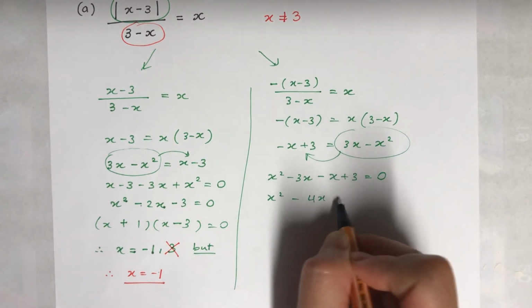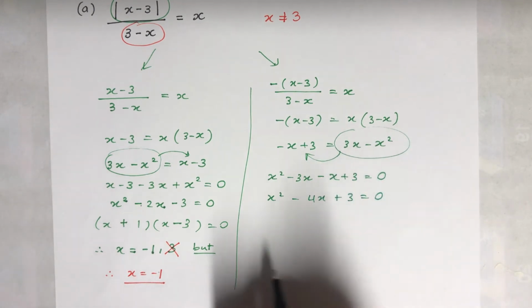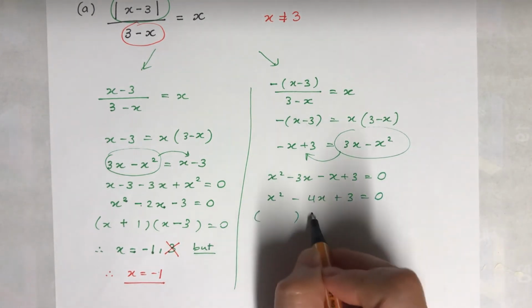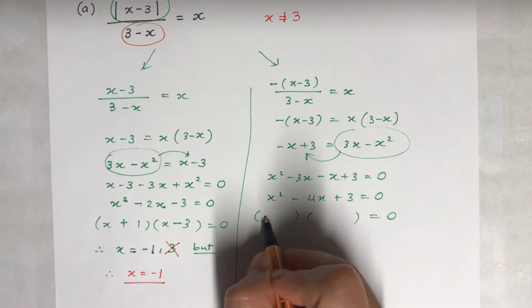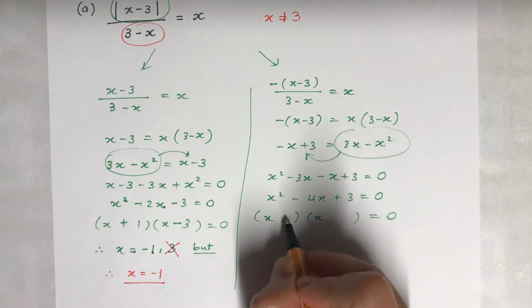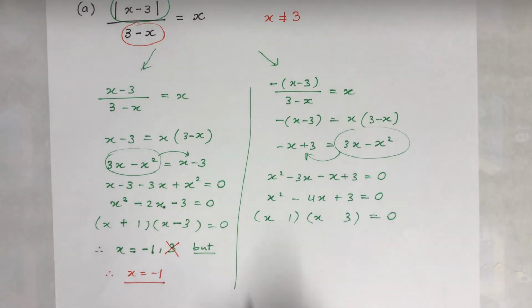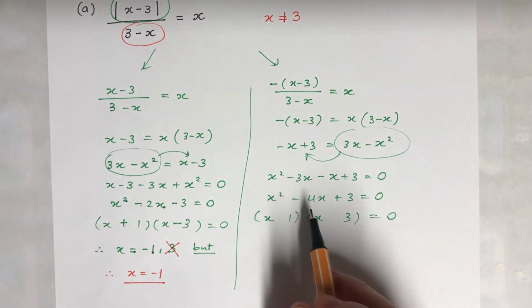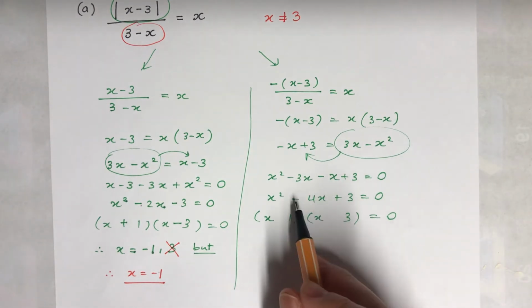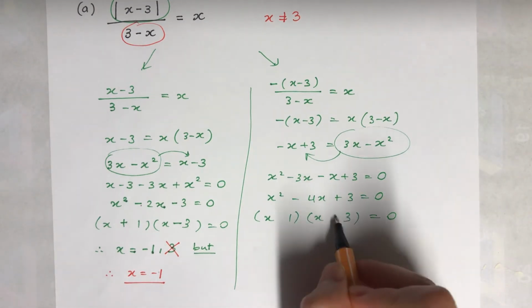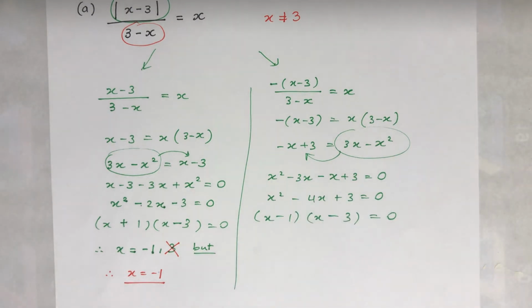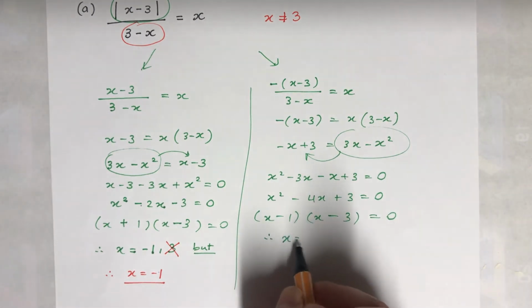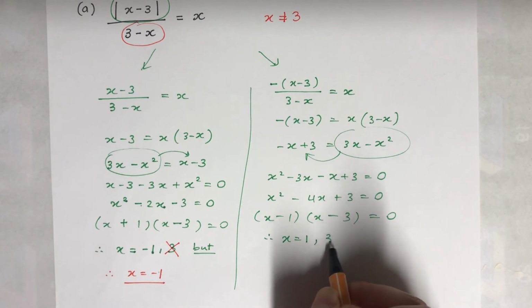Minus 4x plus 3 equals 0. Okay, so monic, x minus 1, x minus 3. I like to set up like this and then not think about it. So it's going to be negative 4 and the positive, obviously, negative and negative. So therefore x equals 1 or 3.